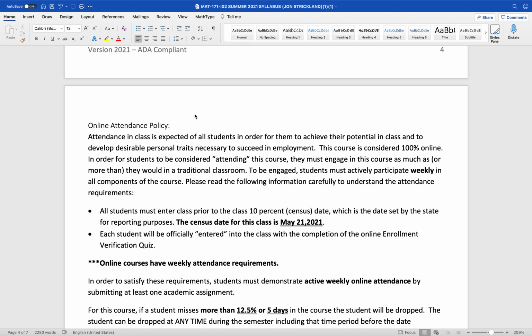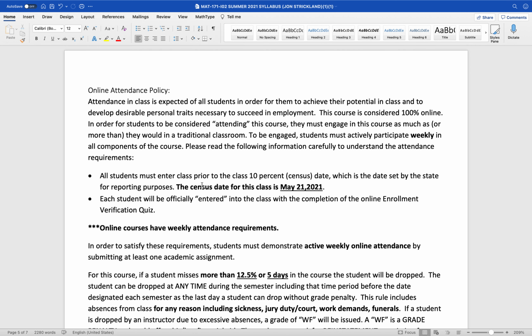I will give you announcements in terms of how attendance is going to be recorded. Again, the census date is May the 21st, which is the day all students must enter class prior, and each student will be officially entered into the class with the completion of the online enrollment verification quiz.